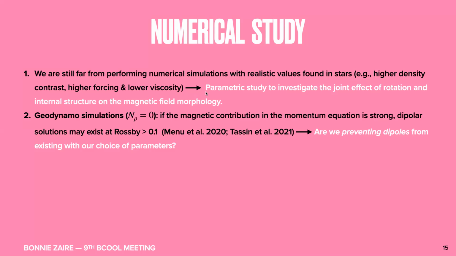So we wanted to approach this with a parametric study to investigate the joint effect of rotation and internal structure on the magnetic morphology. And the second point, which is very important for our work, is that recent geodynamo simulations where the density contrast didn't exist showed that if the magnetic contribution in the momentum equation is strong, or if the Lorentz force is relevant in the momentum equation, we have dipolar solutions existing at high Rossby number. So we wanted to explore this and question if we are preventing dipoles from existing with our choice of parameters.